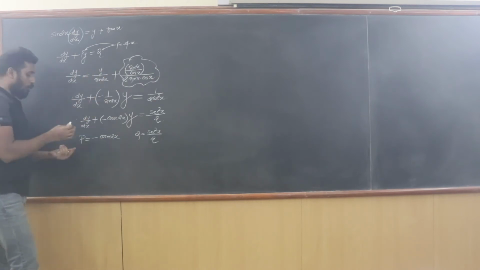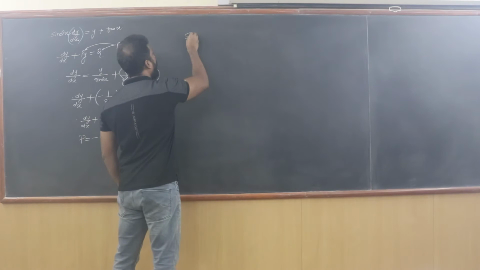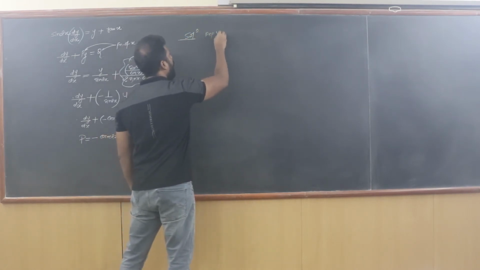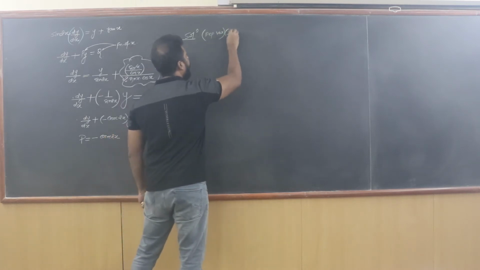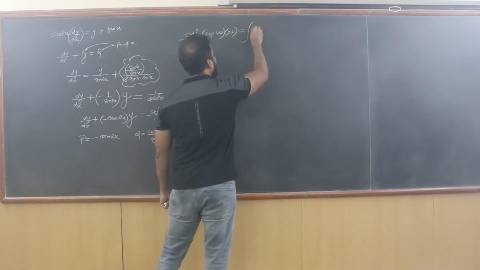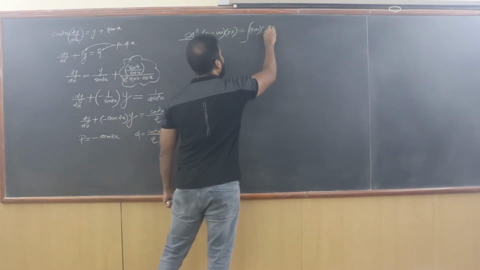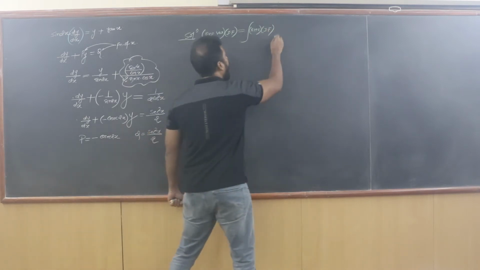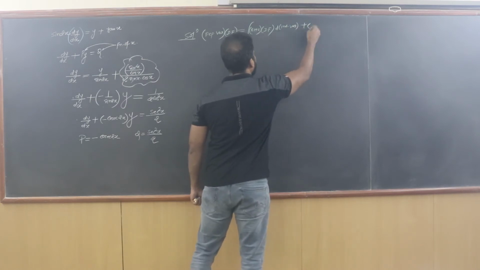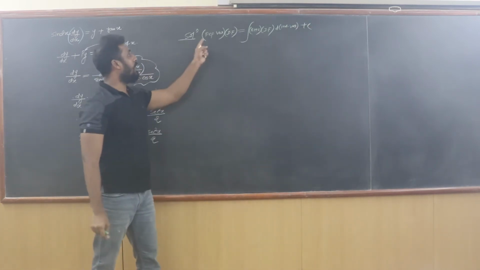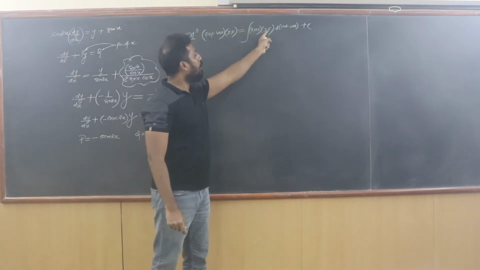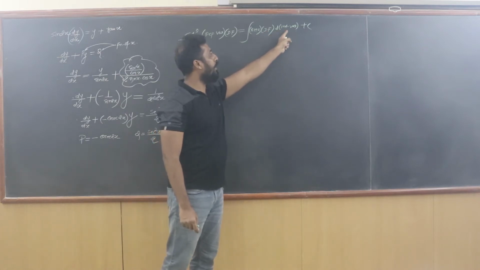Now once I've got p and q, I already remember if I want to write the solution, it is given as dependent variable into the integrating factor is equal to integration of the right hand side of your equation into the integrating factor and then d of the independent variable, and plus c. That's our formula. You have to memorize this formula. It says dependent variable into the integrating factor, then integration of RHS into the integrating factor, d of the independent variable, plus c.